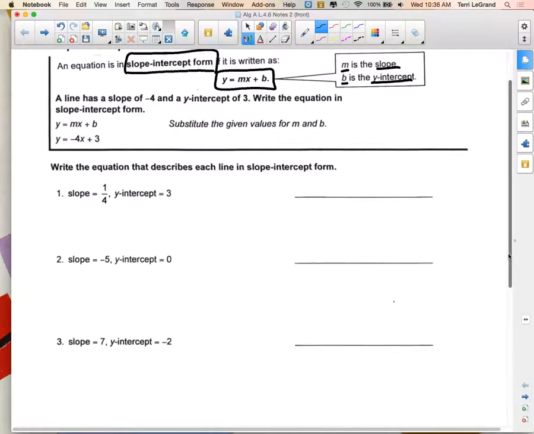So what we're going to practice right now is being able to just write the equations. We're not going to do any graphing at the moment. So we have this line with a slope of -4 and a y-intercept of 3. Could you just tell me something about the picture of this graph, knowing that the slope is -4 and the y-intercept is 3? Can you give me just a general picture of the graph?